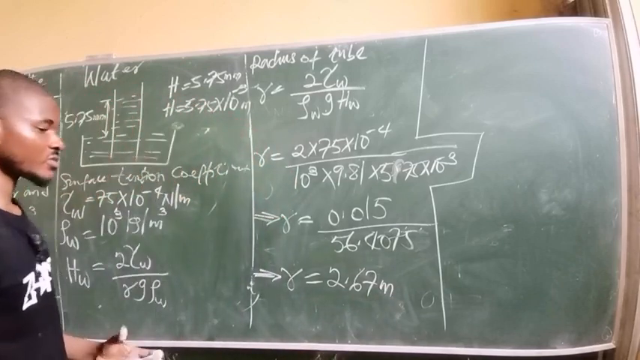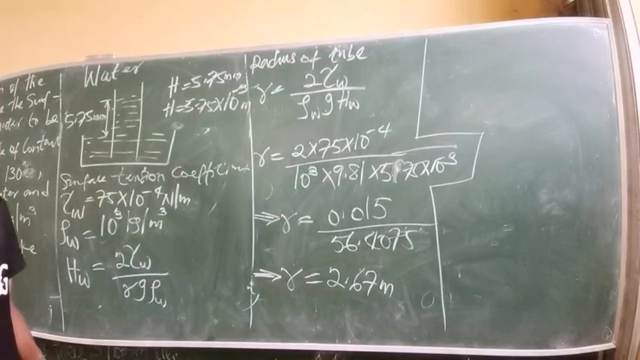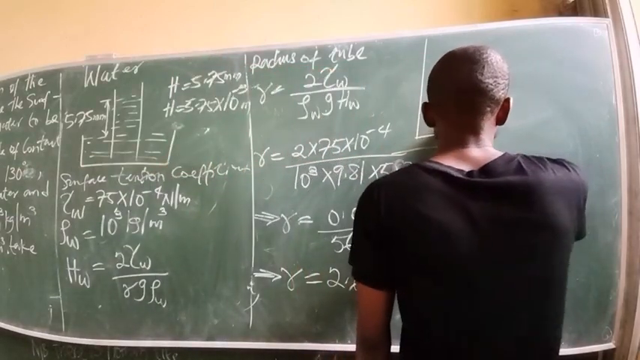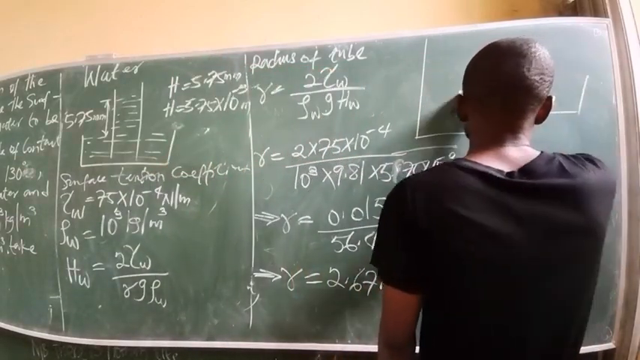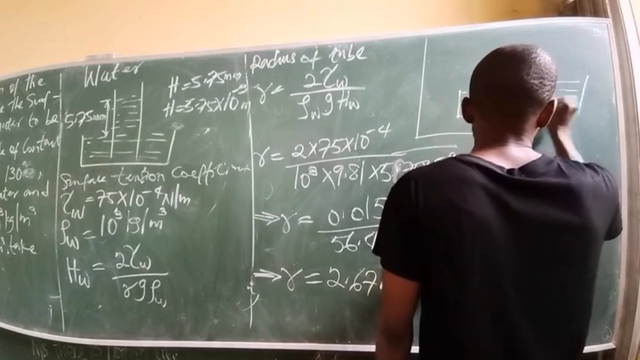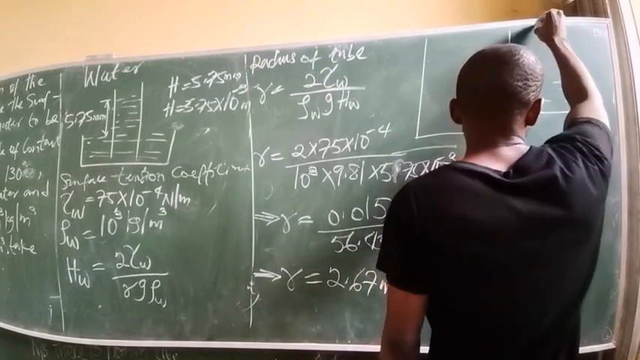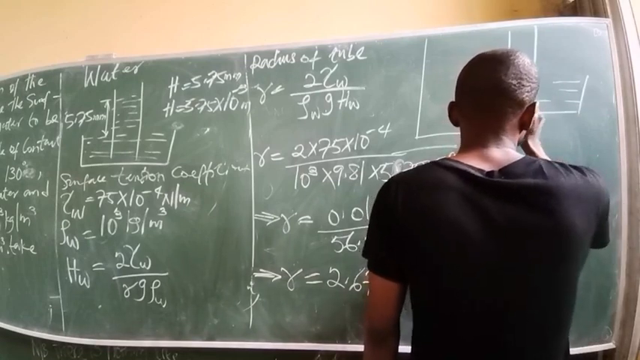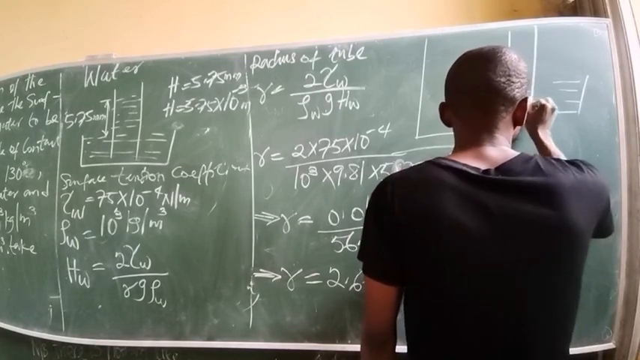So this becomes the radius of the tube. Now this same tube is dipped in a vessel containing mercury. So we have a vessel which contains mercury now, and this same tube having the same radius is now dipped into this mercury. Of course, there is going to be a drop in the height of mercury.